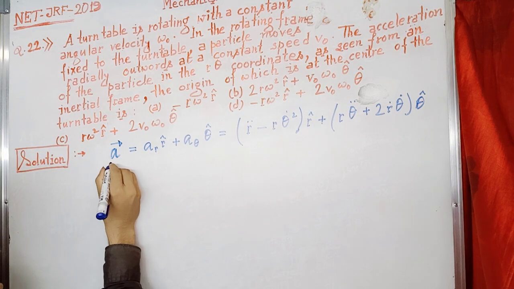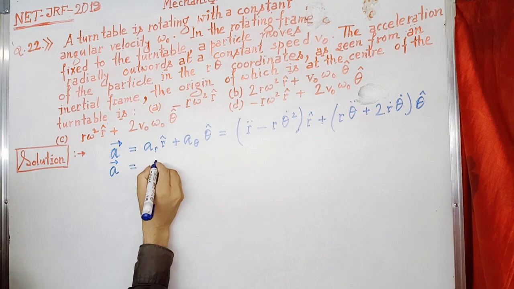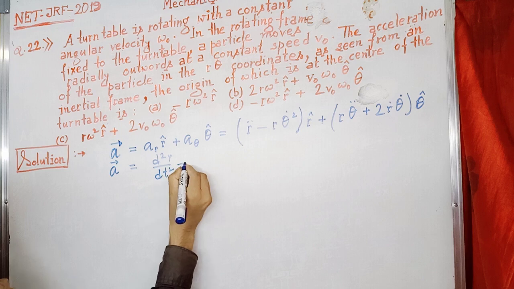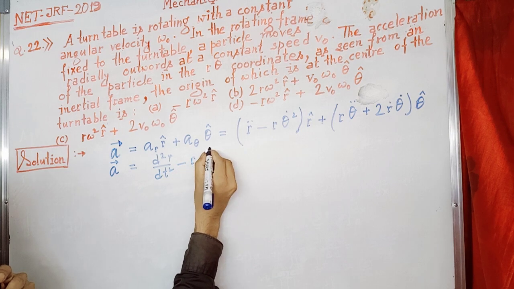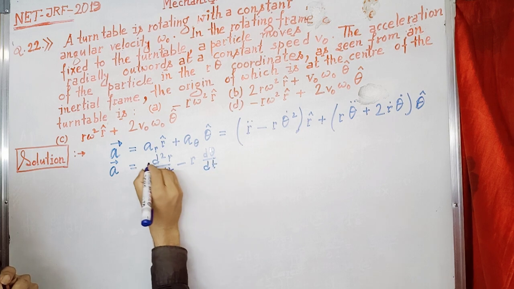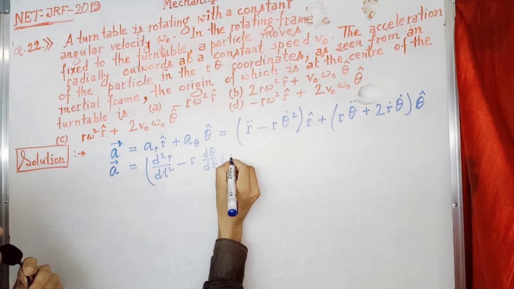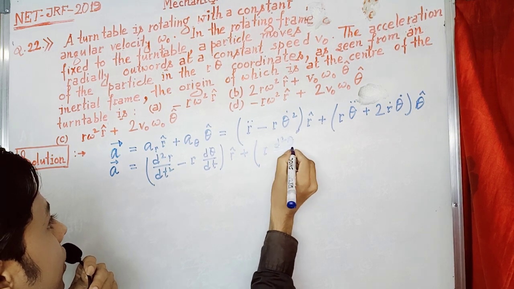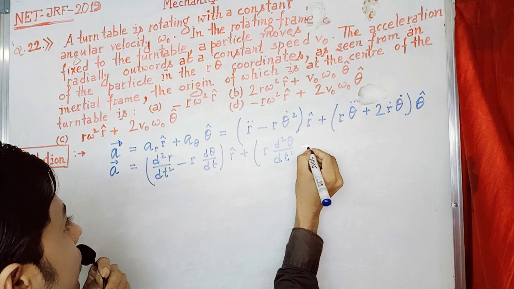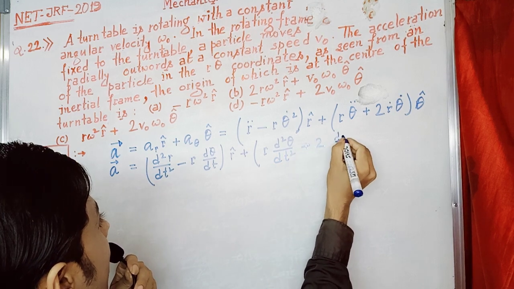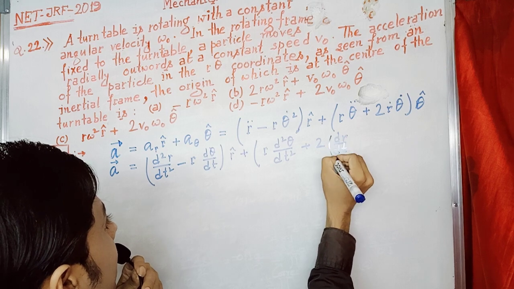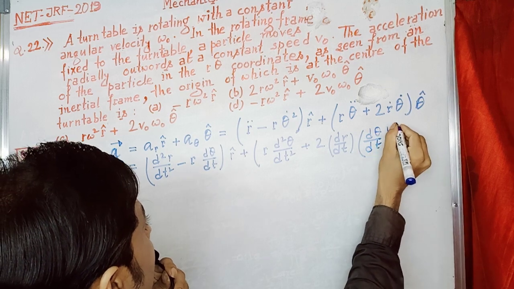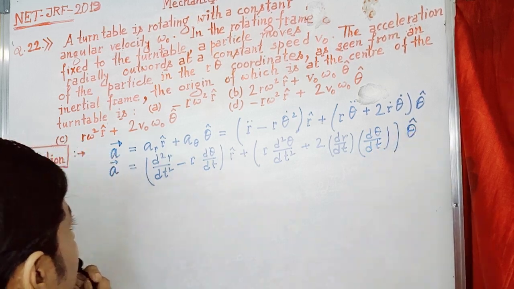Or this acceleration vector can be written in the form of d2r with respect to dt square minus r d theta with respect to dt square, with direction vector r cap, plus r d2 theta with respect to dt square plus 2 dr with respect to dt multiplied by d theta with respect to dt, with its direction vector theta cap.